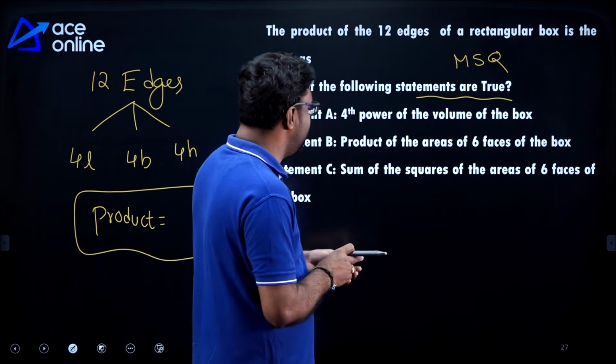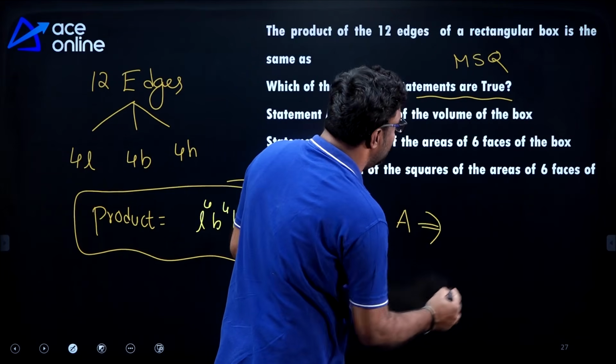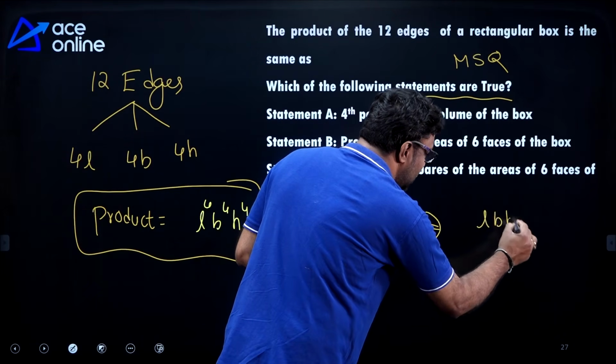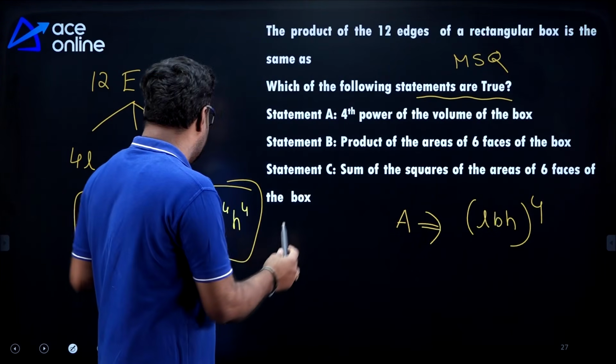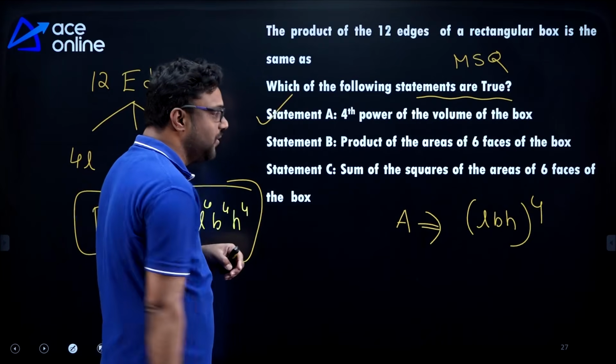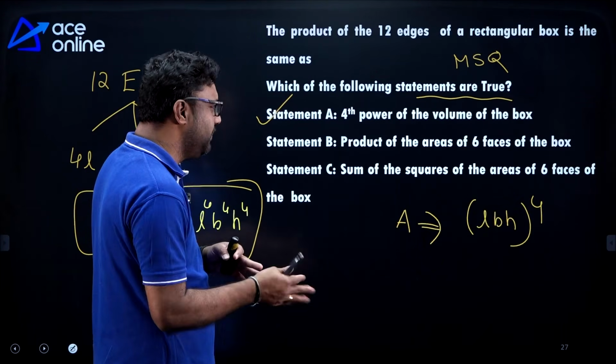Here is what they say. Statement A says the 4th power of volume. Volume is LBH, whole power 4. These two are equal, correct. We get L power 4, B power 4, H power 4. Okay, volume of box power 4, perfect.